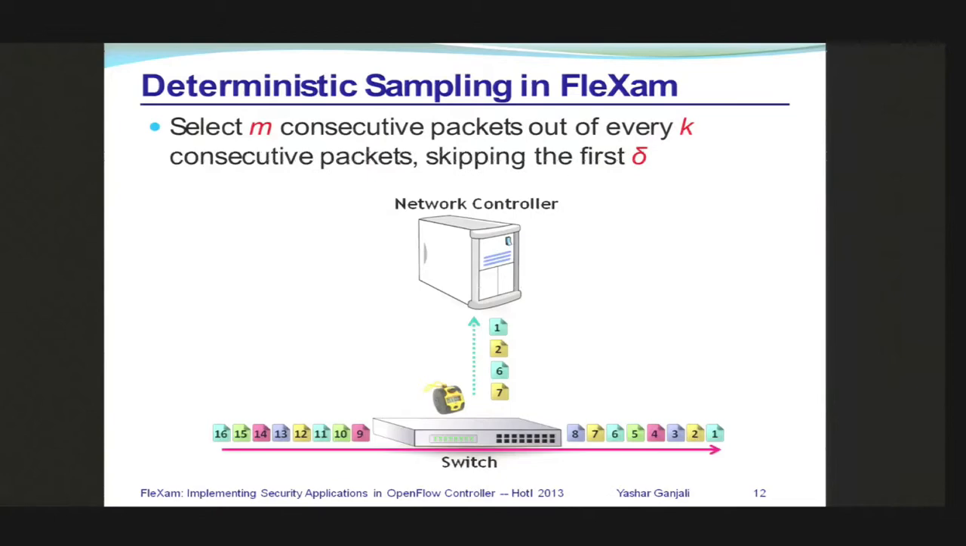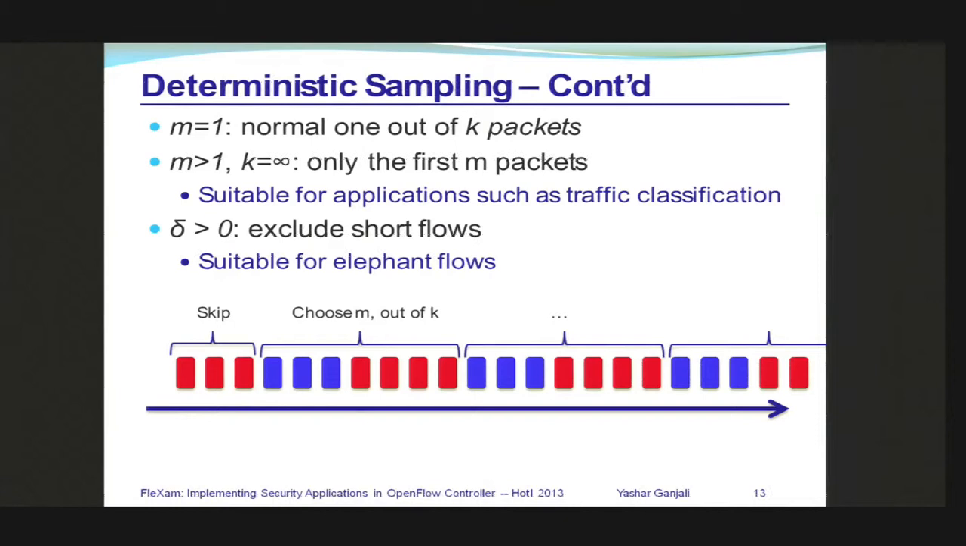So what this means is, if you set m equal to 1, you're sampling 1 out of every k packets, which might be interesting for applications that require a heartbeat from flows going on in your network. That can be used for estimating the rate of flows. Currently, the only way to do that is for the controller to frequently pull the statistics from switches, and that might produce a high volume of traffic in the network.